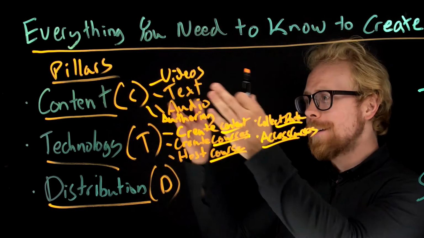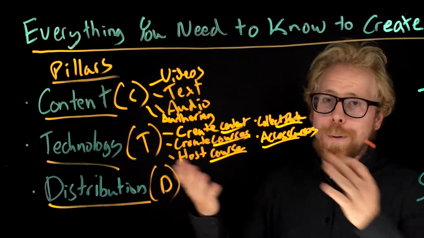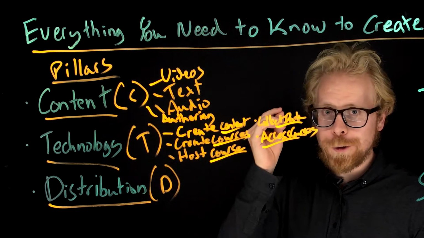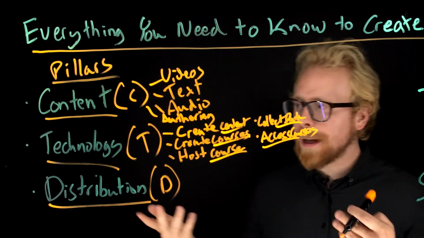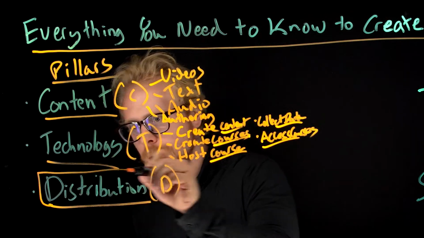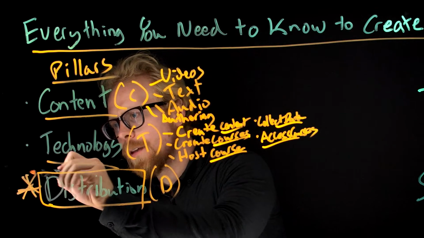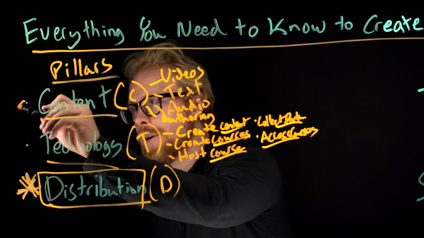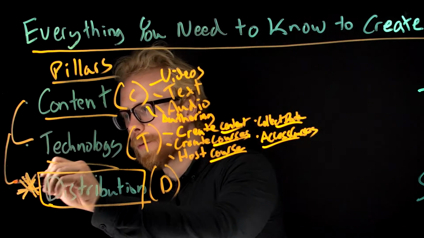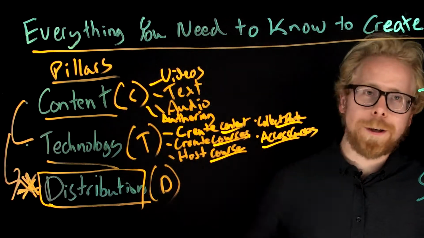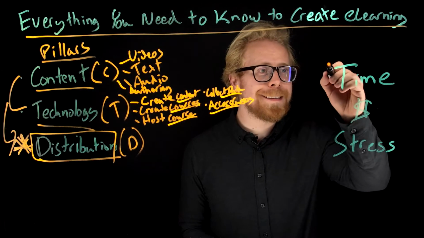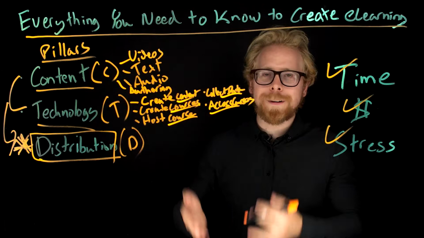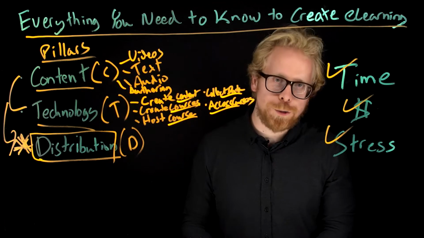Now, once you have content and technology, you basically have an e-learning program. But your learners aren't able to see it yet. That's why you have distribution. Distribution is the most important pillar. Now, without content and technology, you have nothing to distribute. But without distributing content and technology, you can spend tons of time, money, and stress building a program, and your learners will never see it. So distribution is super important.